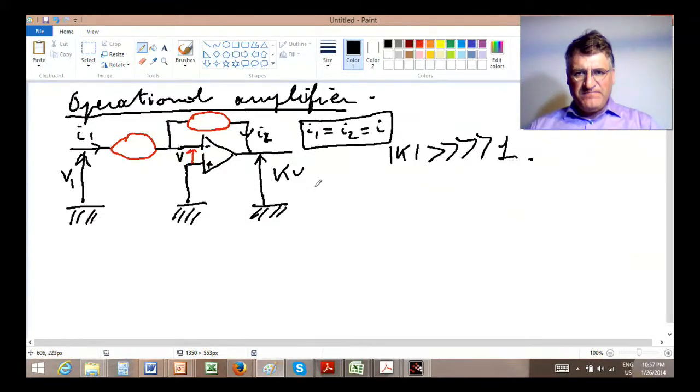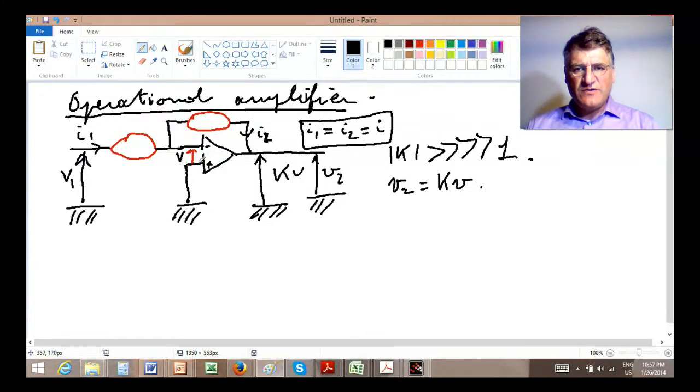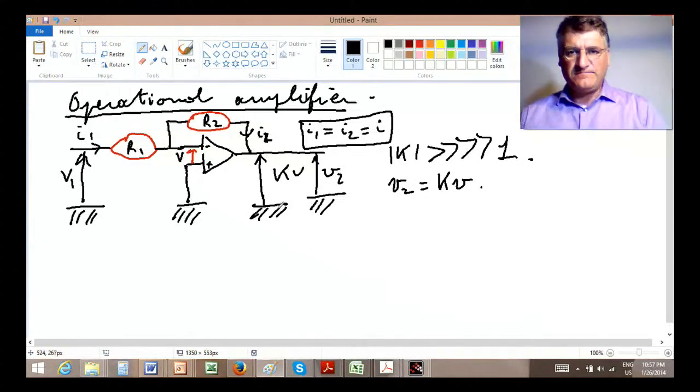Let's now see, and also we call the output V2. So we have that V2 is equal to KV, the voltage across the armatures of the operational amplifier. Let's see the principles of how this operational amplifier works by trying to put two resistors, R1 and R2, there.